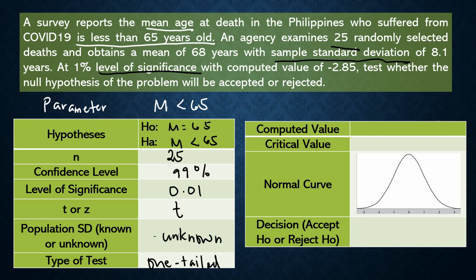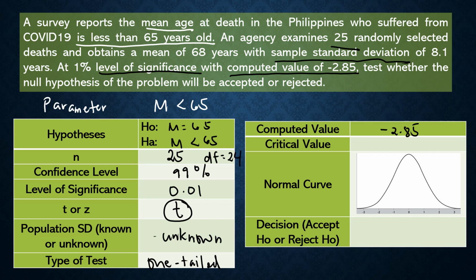For computed value, it is written computed value of negative 2.85. Now, in order for us to find the critical value, you're going to take a look at the p-value. The first thing that you're going to do is identify the df. Since our n is equal to 25, our df is 24.